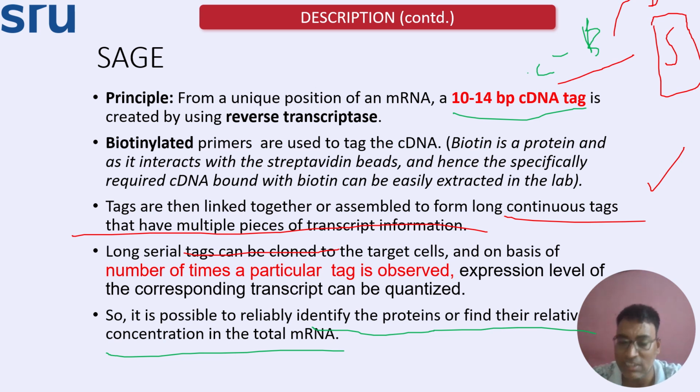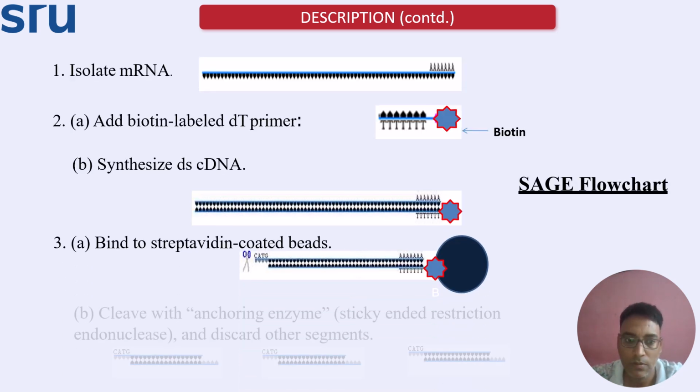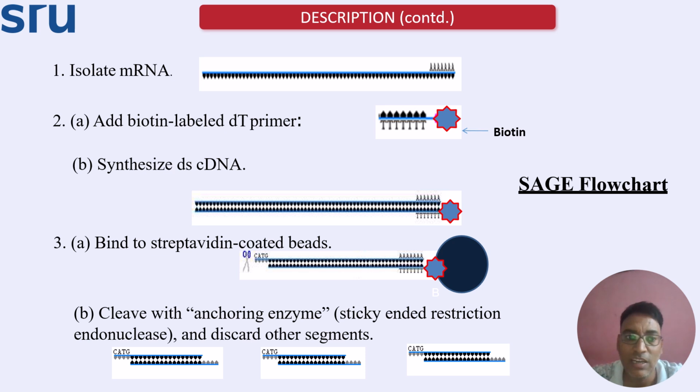We are using the cDNA tags, we are using the biotin primers, we are using the streptavidin beads, and then we are just interconnecting all these short transcripts to form a big long part. Then once I'm able to clone it together, I can exactly quantify what all transcripts are produced under these cases. Isn't it interesting? So SAGE allows us to check many different transcripts together. This is how the complete process goes.